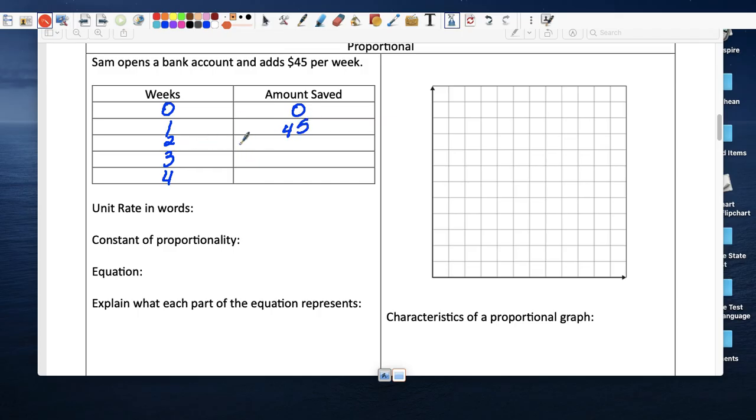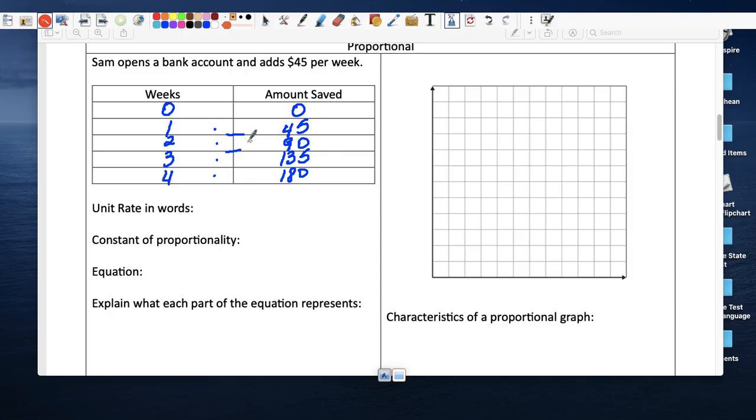After 2 weeks, well, he's going to repeat the process. Times 45, it's going to give him 90. 3 weeks will be 135. 4 weeks will be 180. Hopefully that makes sense. So now if I were to ask you, what's that constant of proportionality here, right?